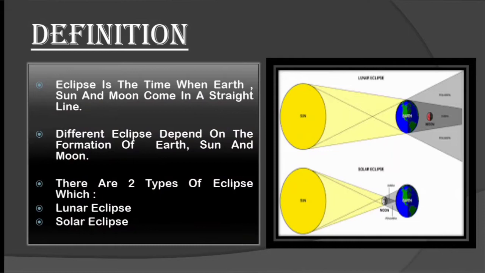Different eclipses depend on the formation of Earth, Sun and Moon. Different eclipses, for example, lunar and solar eclipse, form when there is a place change among the Earth, Moon and Sun. So the formation of them will decide what eclipse it is. There are two types of eclipse: one, lunar eclipse, and one, solar eclipse. Yes, lunar eclipse has its variations and solar eclipse has its variations.